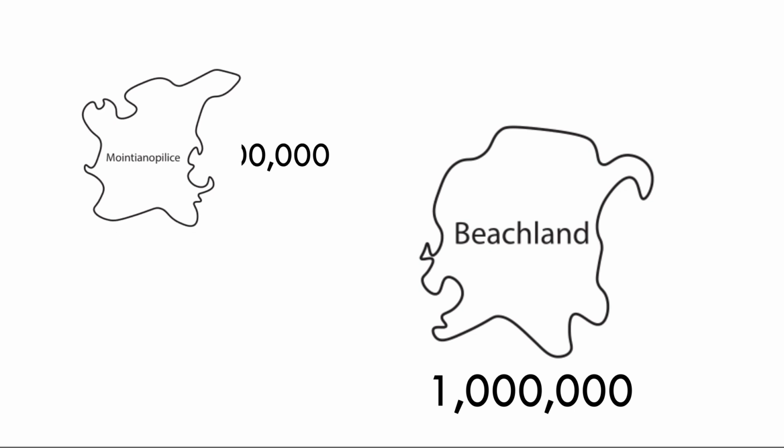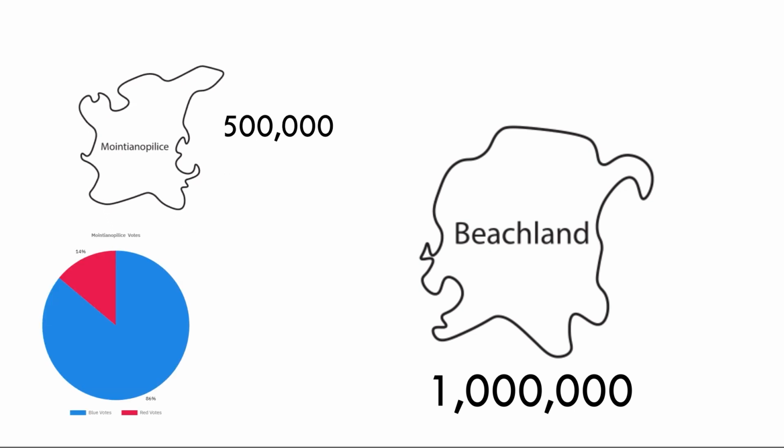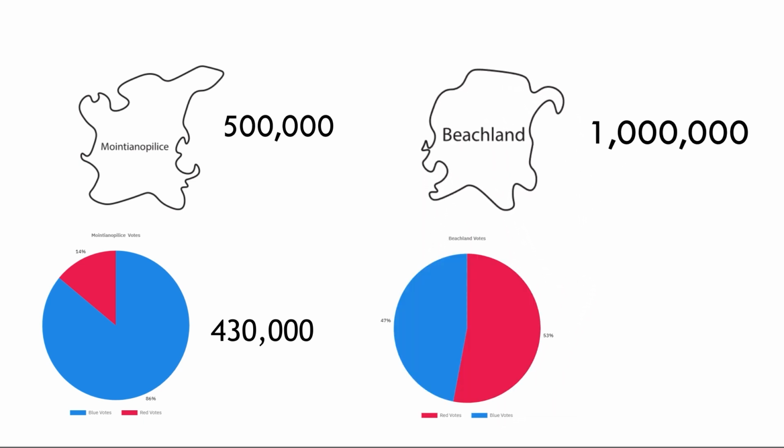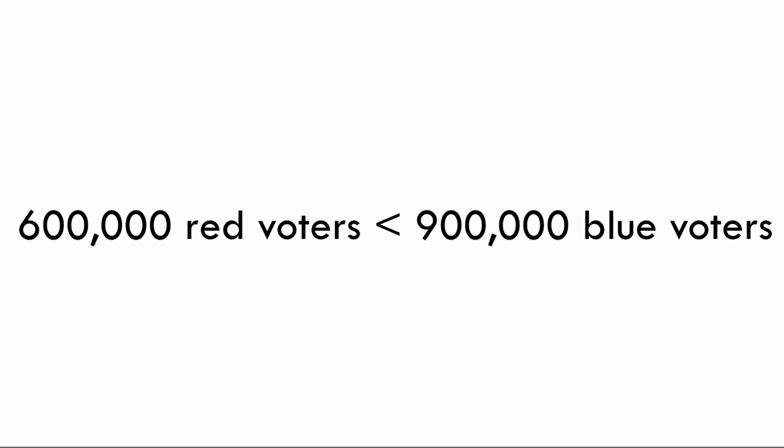Now, if Mountainopolis voters are 86% blue, that's 430,000 blue voters. Beachland, though, voted 53% to red, so 530,000 red voters. Beachland gives all their 10 votes to the red, and Mountainopolis gives their 5 votes to blue. So red wins the election, but there are only 600,000 red voters and 900,000 blue voters.